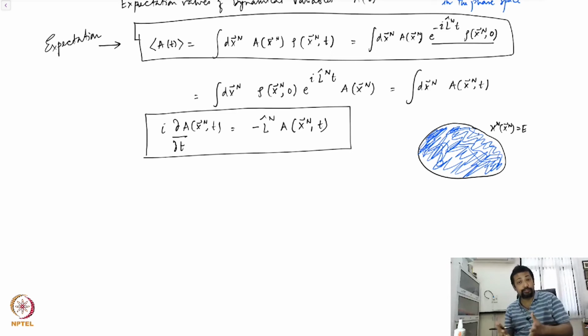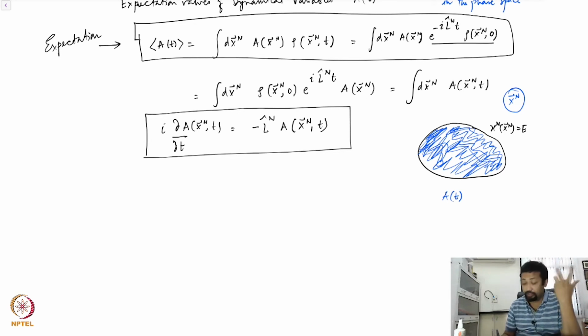We cannot observe these quantities, right? We cannot observe x of n experimentally. We are rather interested in a limited set of dynamical variables, A of t. It can be the total energy, it can be the total momentum, whatever that is. We are only limited to observing this. Now, as we have said, clearly this is one possible way of defining the expectation value.